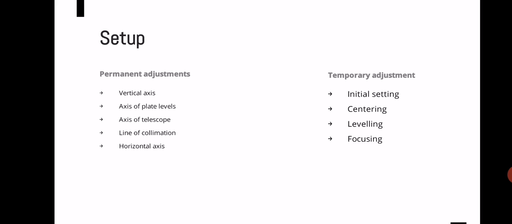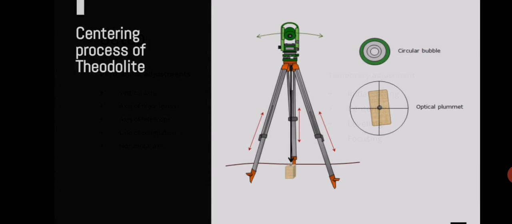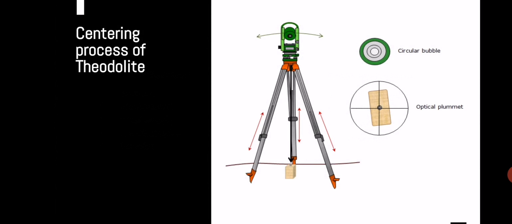The final part is focusing. First, focusing the eyepiece, making the crosshair visible, and then focusing the objective lens. Use the focusing screw so as to focus on our required point or the staff measurements. So we got the overview of the setup. Now let's move forward to the centering process of the theodolite.